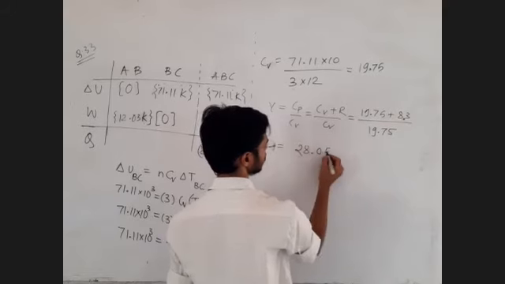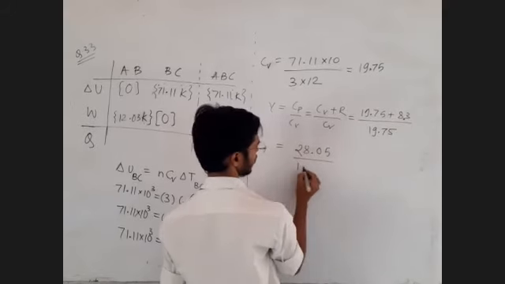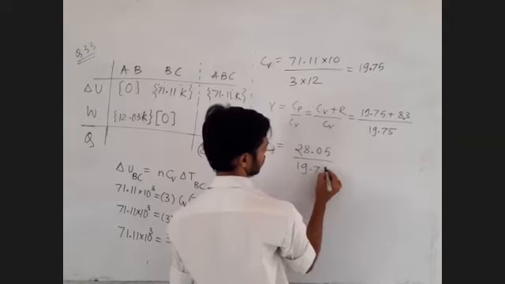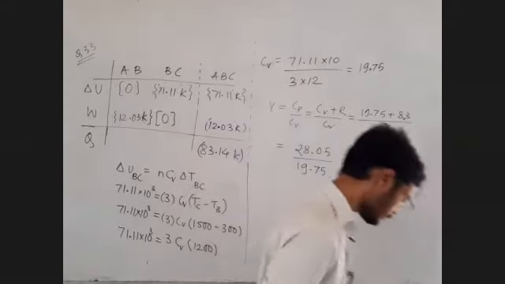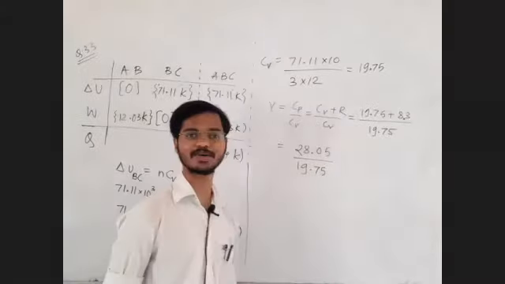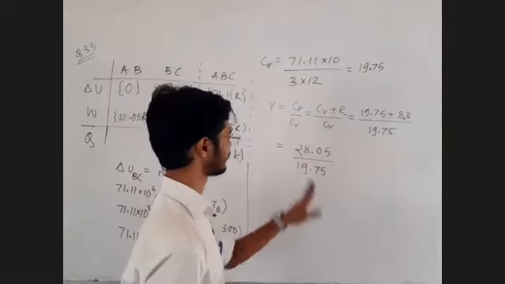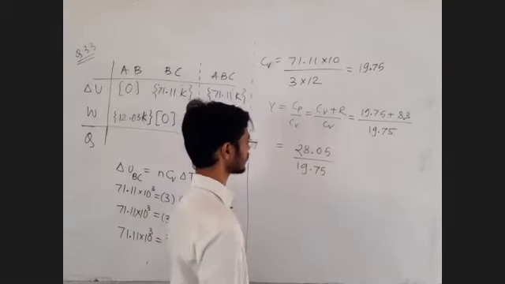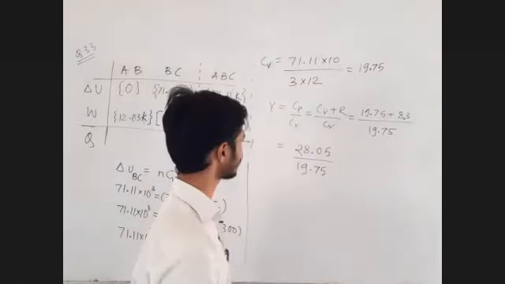This is something. Check if I'm right or wrong. Possible options. Yes, 28.05 upon 19.75. Their answer, our answer, this answer, both of these answers are the same. We are almost there.